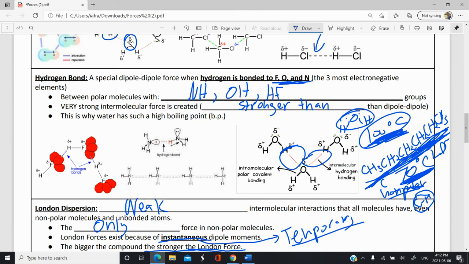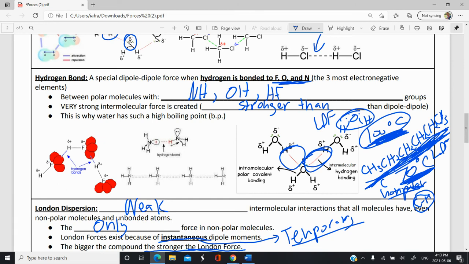It actually only has LDF. And water does have LDF too, but not a lot because it's so small. There's not a lot of electrons in that molecule. But what gives it this high boiling point? Well, you guessed it. It's polar, and it has a much stronger force in it, the hydrogen bond force.